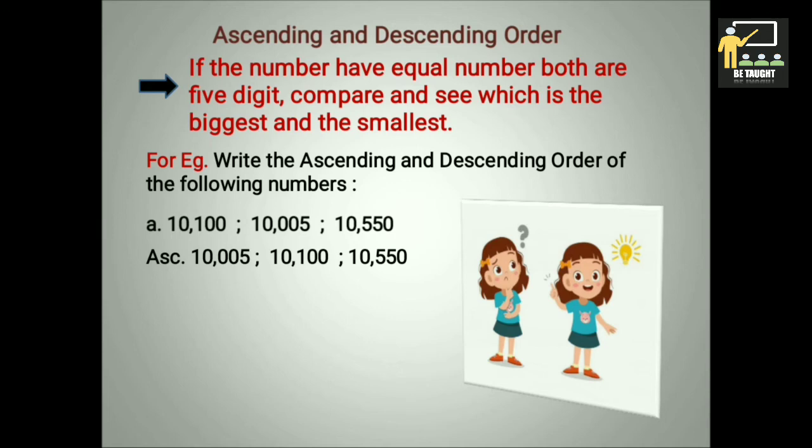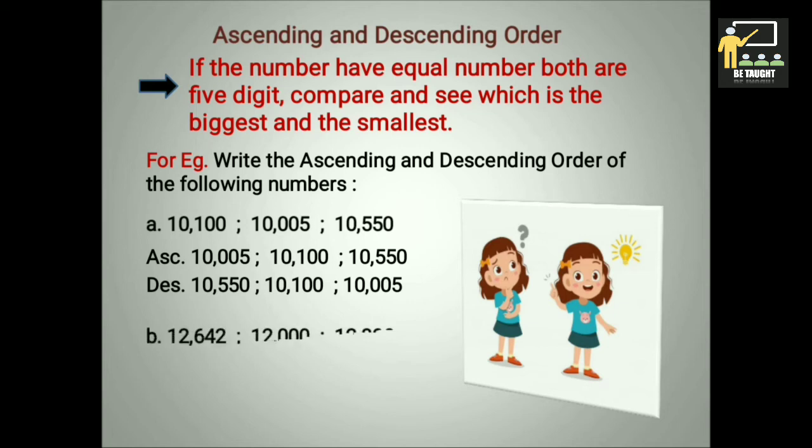Now for the same numbers we have to write the descending order. So biggest to smallest, 10,550, then 10,100 and 10,005. We'll see one more sum.